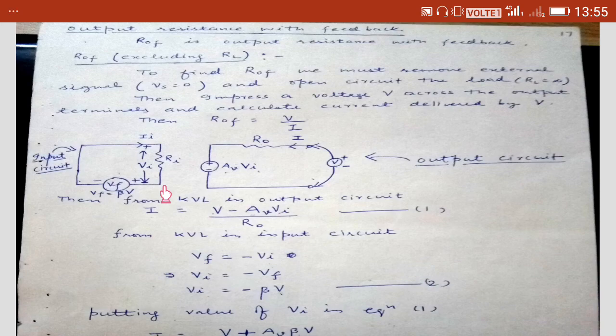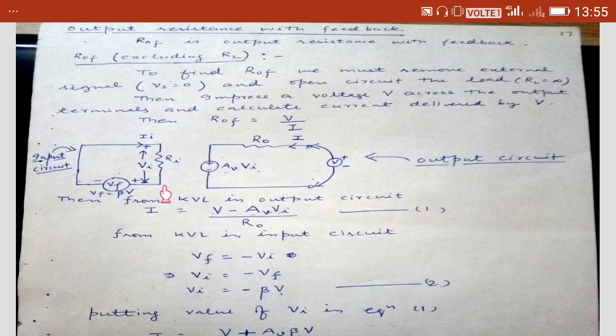To find the output resistance, you have to open the load. No, before applying, you have to open the load and you have to replace all the independent sources by their internal resistances. You have to follow these two steps before finding the output resistance. This is the universal procedure to find the output resistance in any circuit.